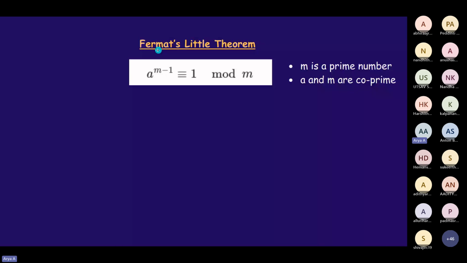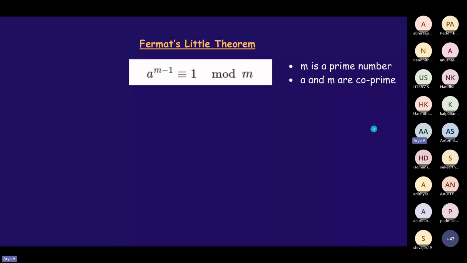Okay, Fermat's little theorem. So this is the statement. It says a power m minus 1 is congruent to 1 mod m. What it means is a power m minus 1, when I divide it by m, the remainder is 1. Under what conditions? A and m must be co-prime. So this is one condition, and m must be a prime number. Only under these two conditions is this statement valid. Now how are we going to use this to find modular inverse?